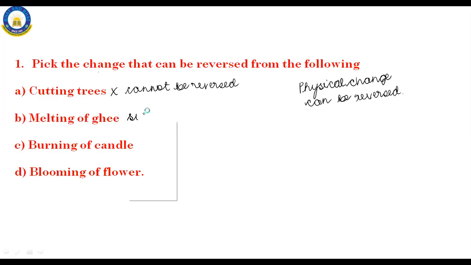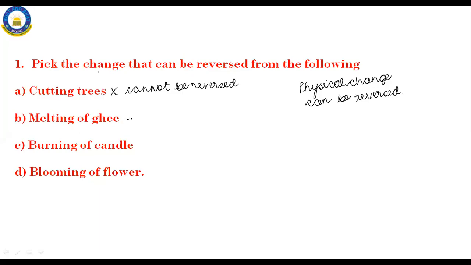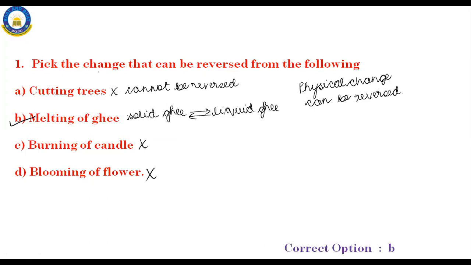So the second option is melting of ghee. Let me say that this solid ghee, on heating, will form the liquid ghee, and again the liquid ghee on cooling will form the solid ghee. So melting of ghee is the correct answer. Burning of candle is not a correct option, and blooming of flower is also not a correct option. So the correct option is option B, melting of ghee.